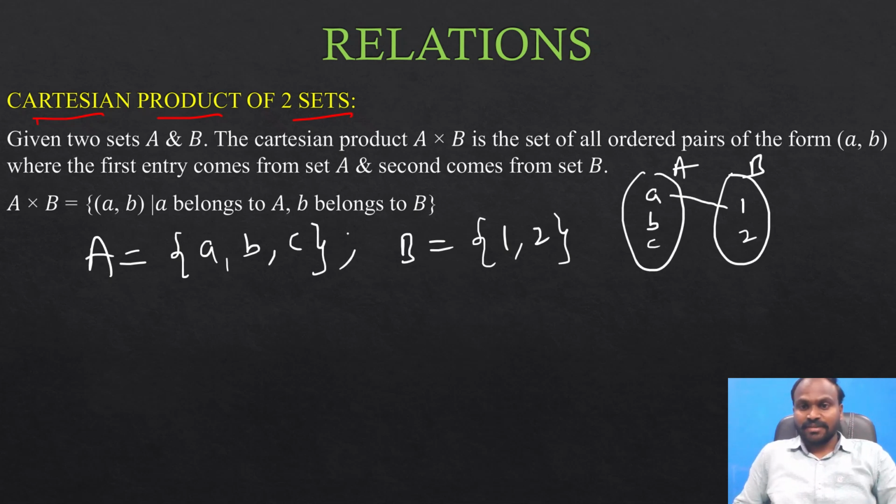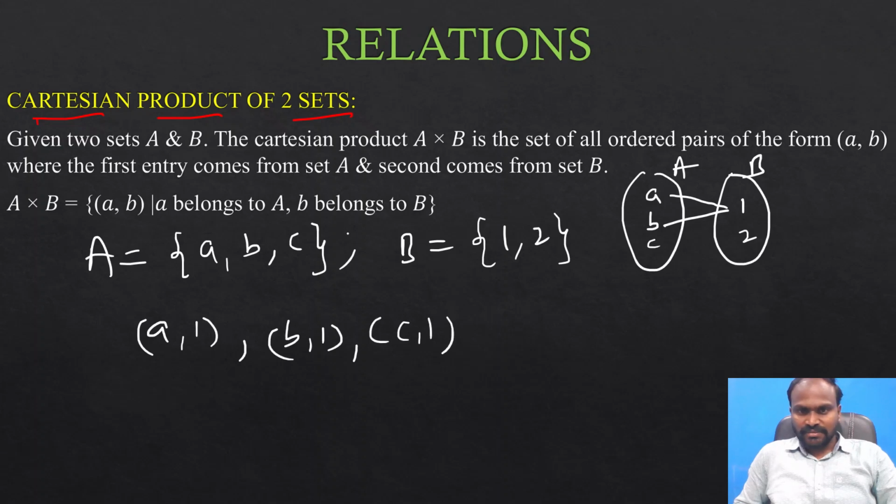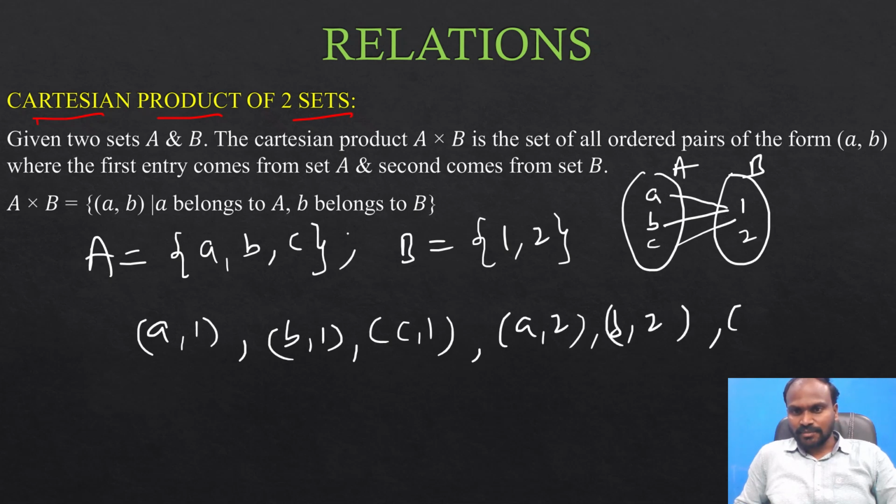We can do a comma 1 as the first one, a and 1, right? Then b and 1, right? Next, similarly, c and 1, and the same with a comma 2 and b comma 2, and c comma 2. So this is called the Cartesian product of two sets, represented by A cross B.